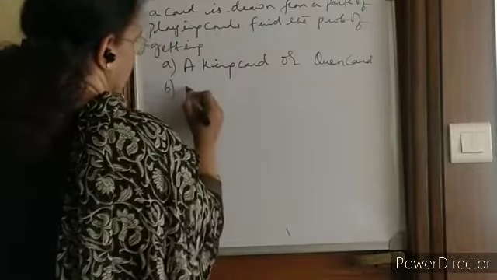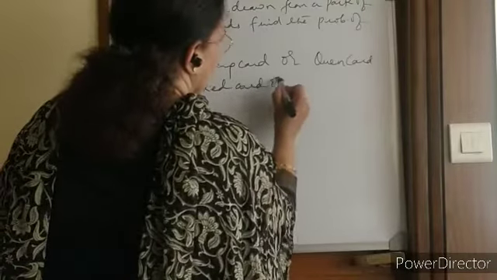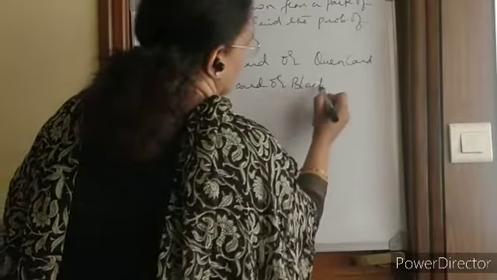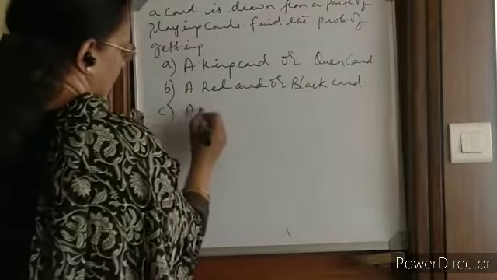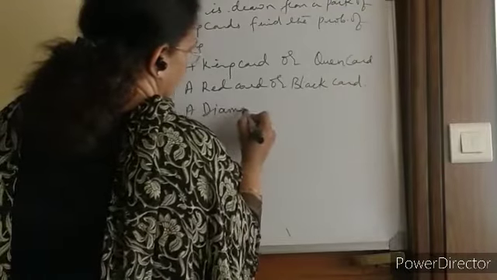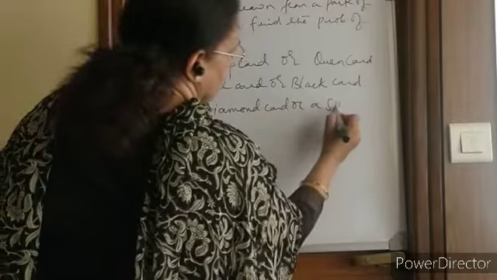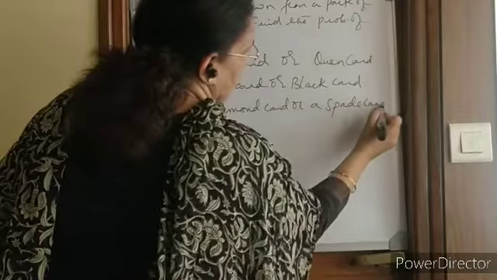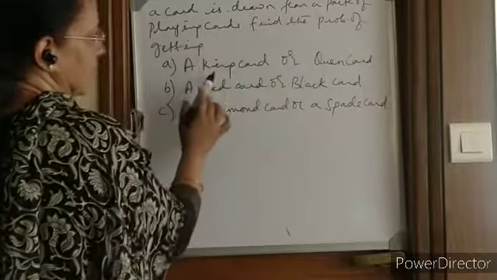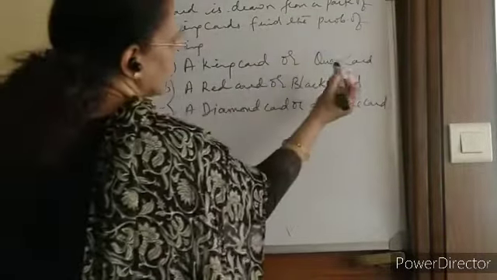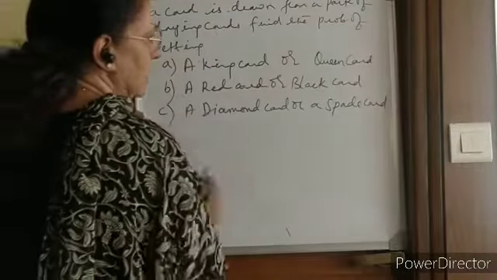So B, a red card, red colored it is actually, okay? A red card or a black card. Now you can further have a diamond card or a spade card. So I'll read it out. A card is drawn from a pack of playing cards. Find the probability of getting a king card or a queen card. Next, a red card or a black card, a diamond card or a spade card.